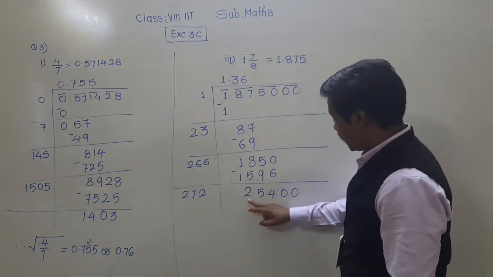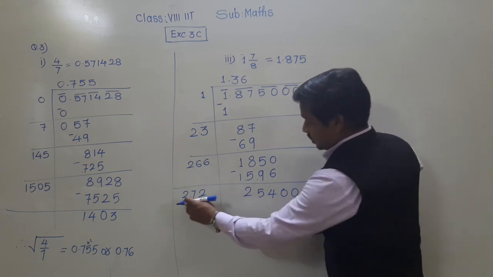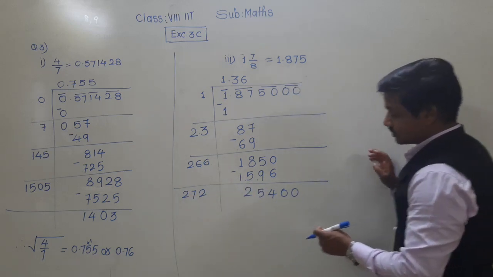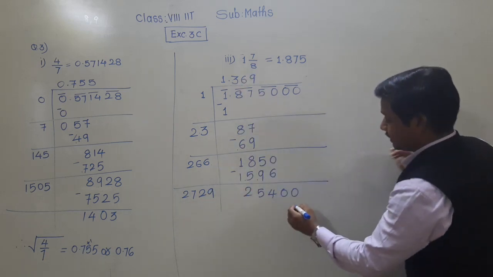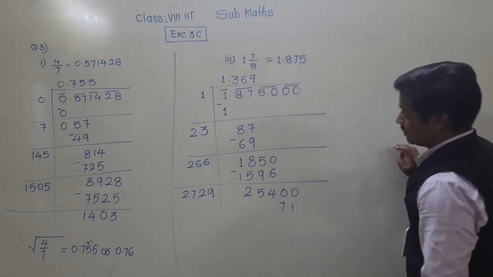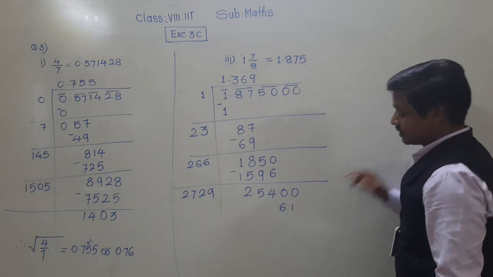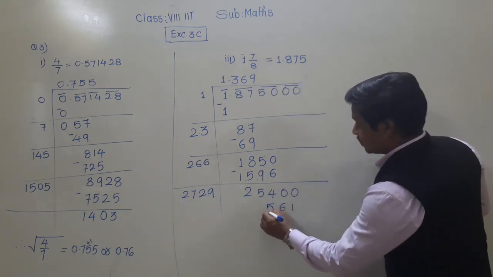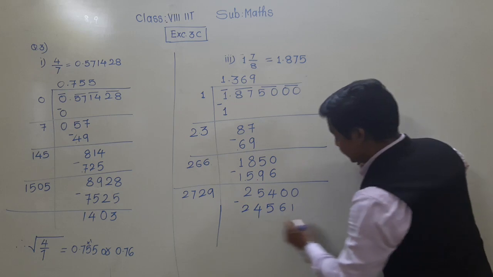Now here the number is 25,400, but the number from my first 4 digits is 2,540, and this is 272. So tens are not possible. So check by 9. 9 nines are 81, 8 carried. 9 2s are 18 plus 8, 26. 6 will come here, 2 carried. 9 7s are 63 plus 2, 65. 6 carried. 9 2s are 18 and 6, 24. This is okay. This is going to be okay.